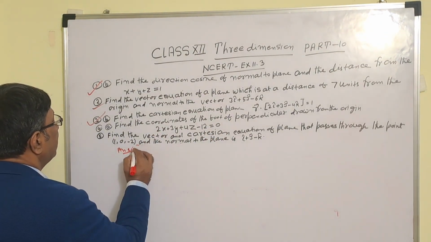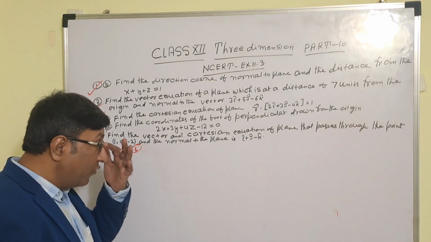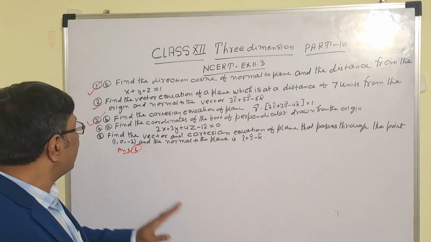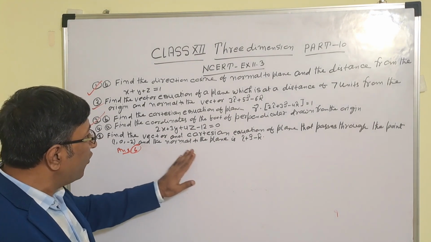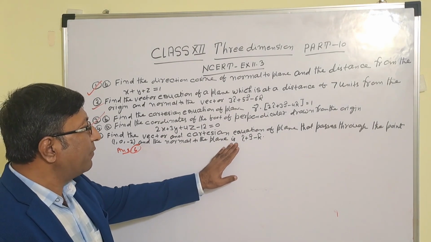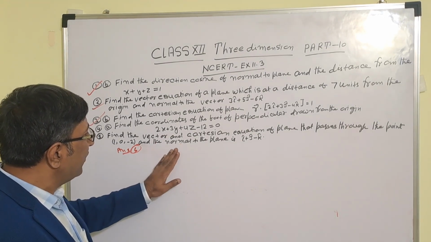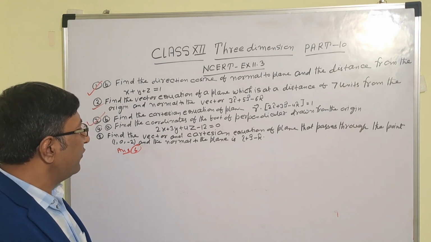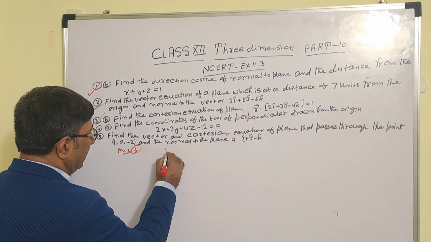Now you see the next question, question number 5. Find the vector and Cartesian equation of the plane that passes through the point (1, 0, -2) and the normal to the plane is i plus j minus k. That means we have to find the vector equation and Cartesian equation of the plane. For this type of question, what is the formula? First, to find the vector equation.